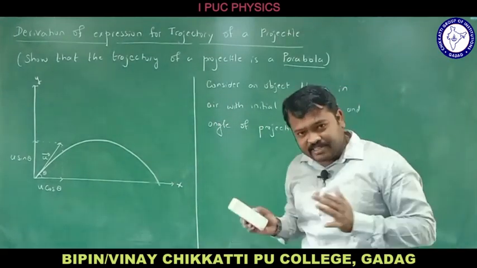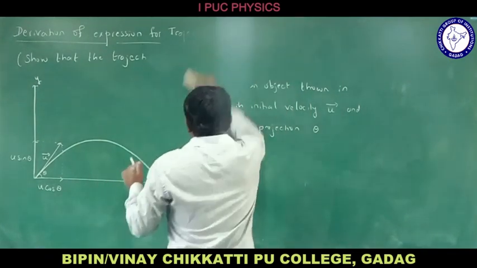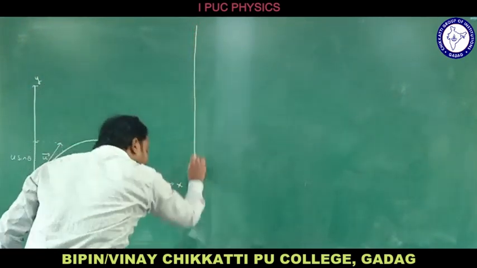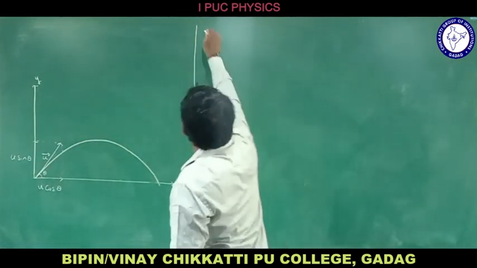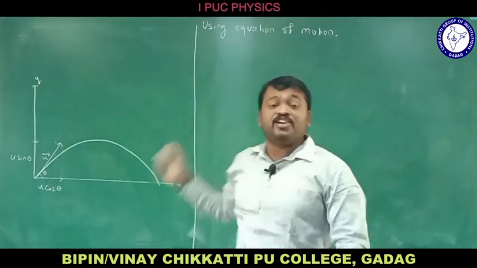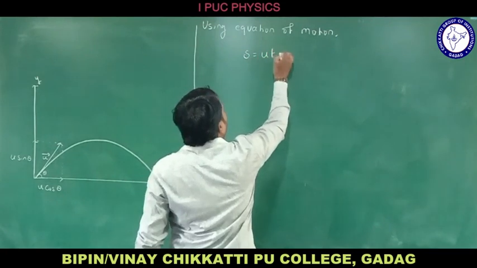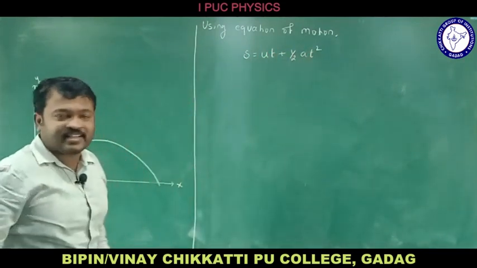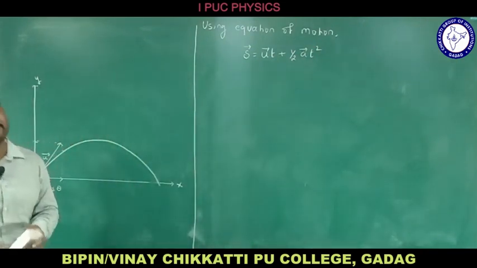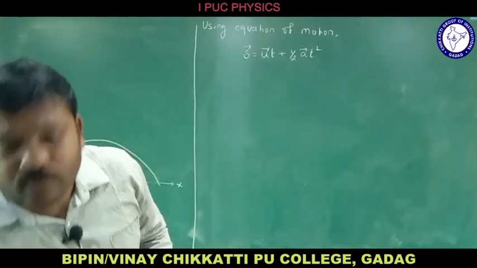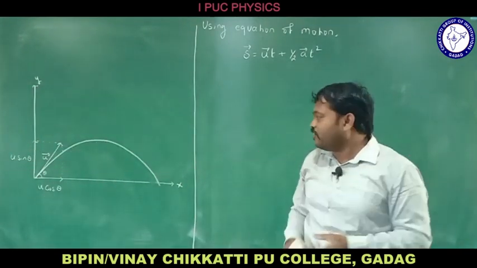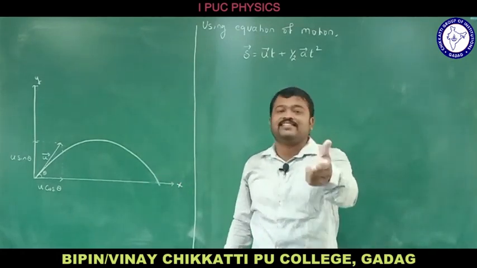Now let me write the equations. As I need some space to write equations, let me remove this and let me begin the derivation here. Let us find the equation for the trajectory of a projectile. Now I'll be using an equation of motion. Which equation of motion am I using? I'll be using the second one, that is S equal to ut plus half at square. Here S is a vector quantity, u is a vector quantity, t is a scalar, and a is a vector quantity. I'll be using this equation of motion to calculate the equation of trajectory of a projectile. Since it is motion in two dimensions, I need to take equations in two dimensions, one along the x axis and another along the y axis.